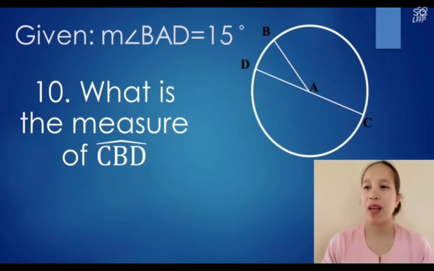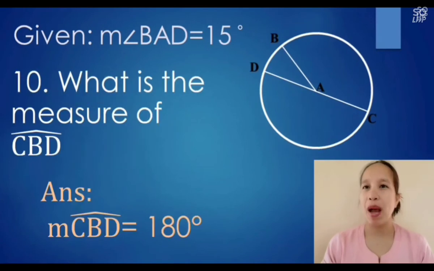Very good. The correct answer is measure of arc CBD is equal to 180 degrees. Since our arc CBD is our semicircle, then its measure is half of the circle, which is 180 degrees. Who got the correct answer?